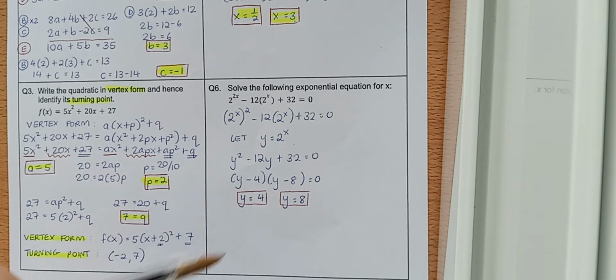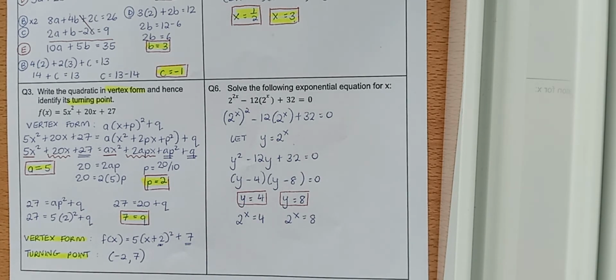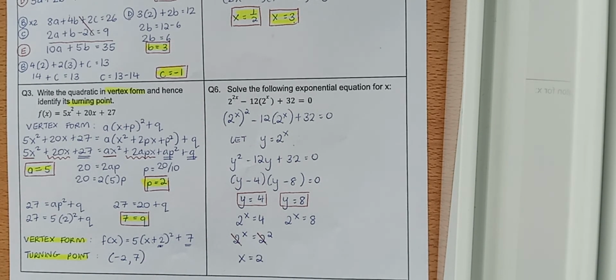But let's remind ourselves that y was 2 to the power of x. So I can just replace y's with 2 to the power of x. And then I can just solve each of these. And actually these are pretty nice ones. All I have to do is get the same base and I can work off the exponents. So my first solution is x equals 2. And my second solution is x equals 3.